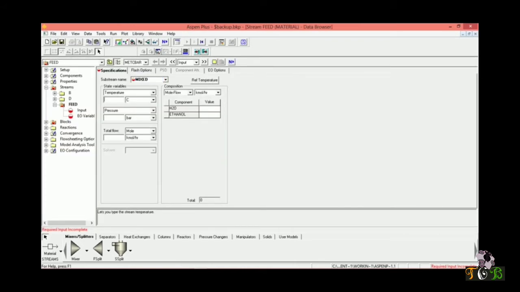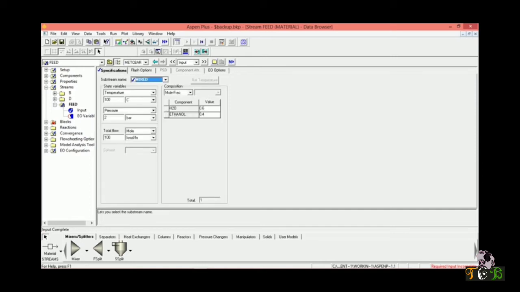Okay, so here I'm defining our feed as a mixture of ethanol and water, and our feed is at 100 degrees Celsius, and the feed pressure is 2 bar. This is an important thing, you have to remember that the feed pressure is 2 bar, and I'm assuming ideal behavior, so our mixture is ideal. And let me define our ethanol as 0.4 mole fraction, so we have only 40% ethanol.